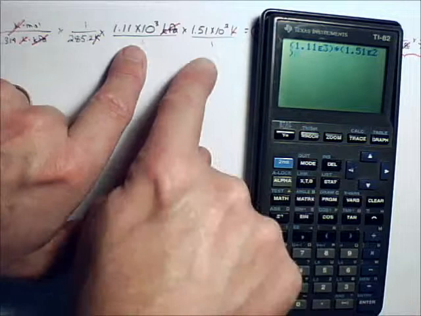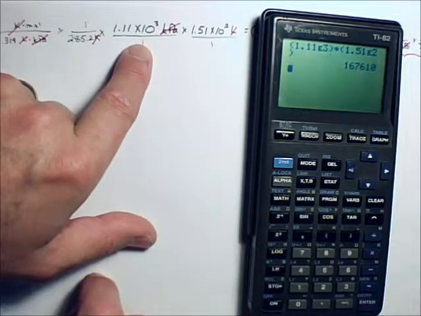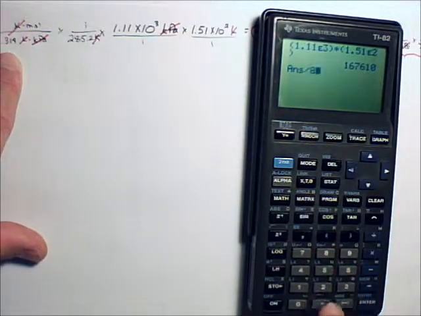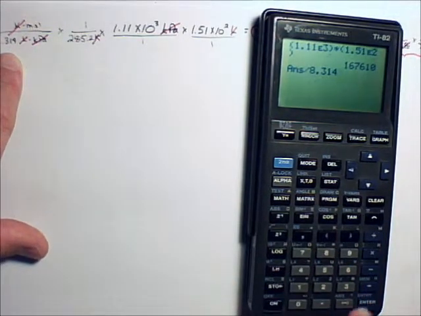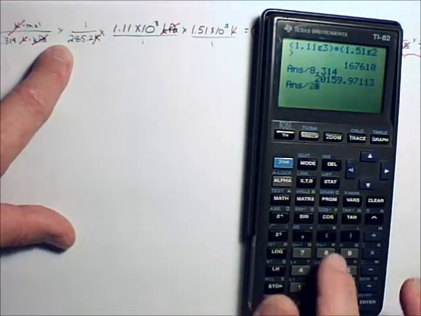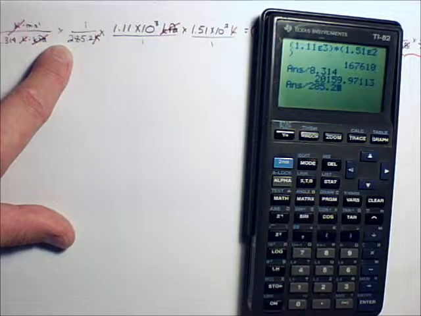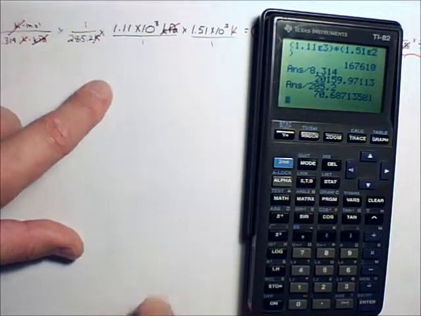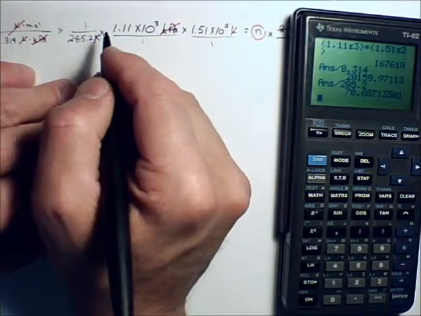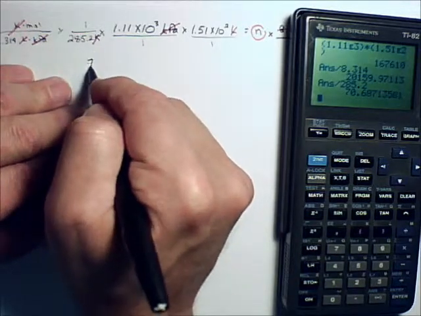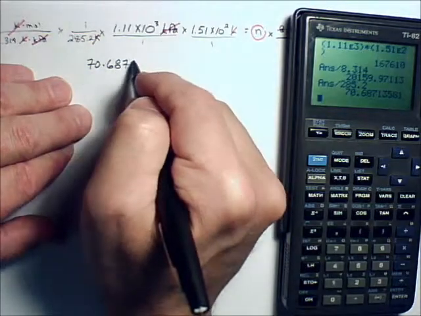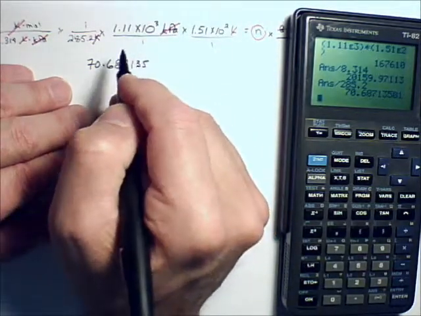All right, so now I'll multiply everything across the top. I'm going to hit enter. Now I'm going to divide separately these numbers on the bottom. So divided by 8.314 and hit enter, or equals. Then I'm also going to hit divide by this second number, 285.2, and hit enter. Okay, and that's the answer I need for moles. At least before I round it off, it's the answer I need. So I need 70.687.13581.